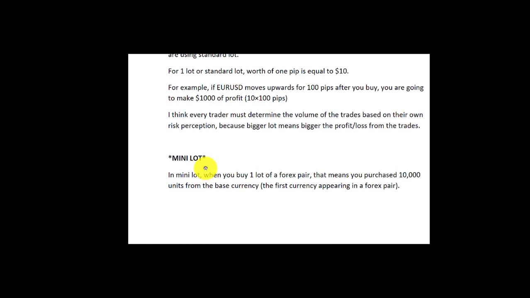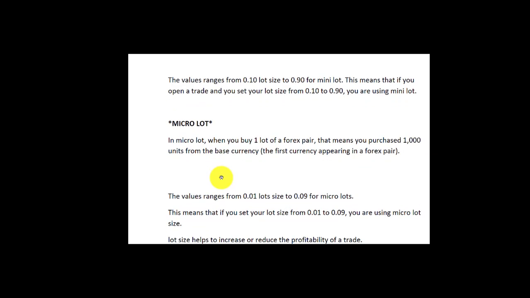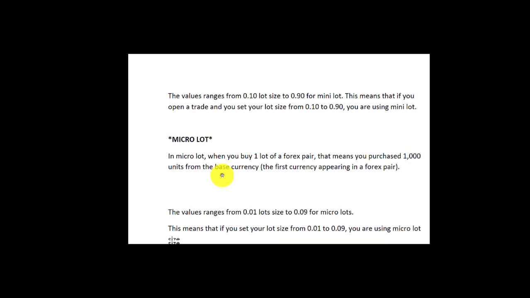We said standard lots are from 1.0, mini lots are from 0.1, and micro lots are from 0.01 to 0.09. What this literally means is when you are buying one lot of a forex pair in micro lots, you are buying 1,000 units of the base currency.